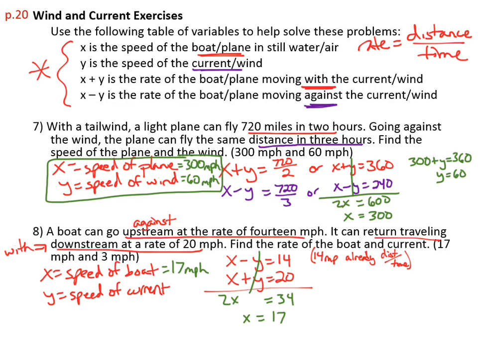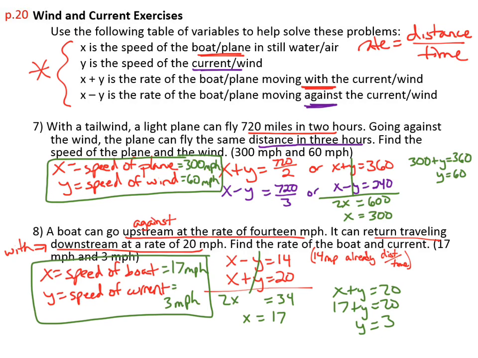And then we can substitute that back in. I'm going to use the second equation, x plus y equals 20. If x is 17, then that means that y is going to be equal to 3. So that means that the current is moving at 3 miles per hour. And there we go. If we plug that back into both equations, you'll see that it works. So our boat is 17 miles per hour and the current is moving at a speed of 3 miles per hour.